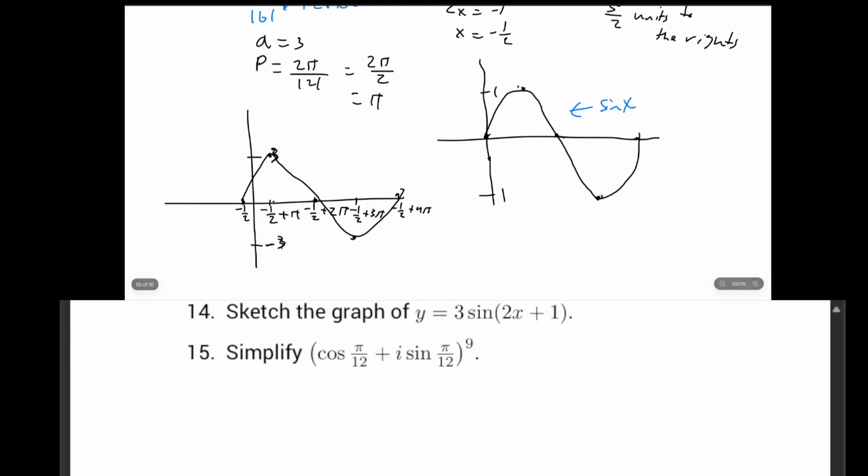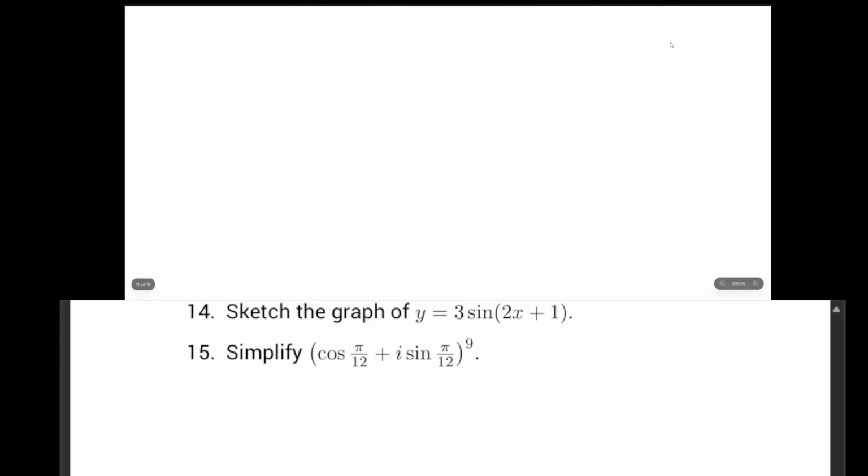New page for the final problem. Simplify cosine of pi halves plus i sine of pi halves, to the 9th. Okay, so it's saying simplify this.